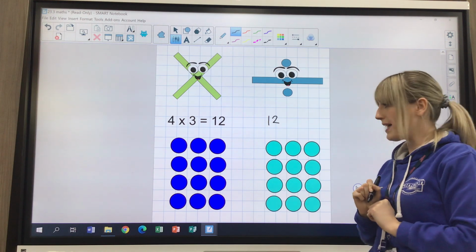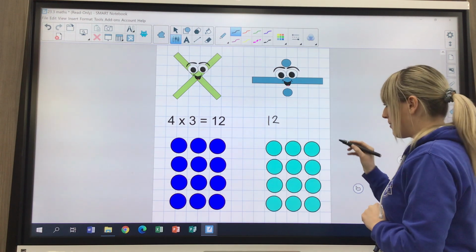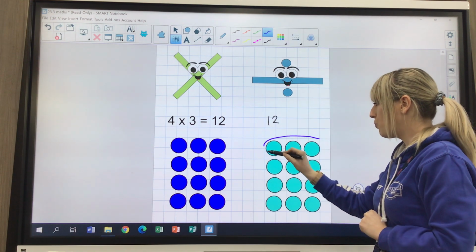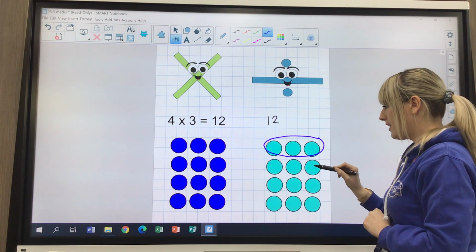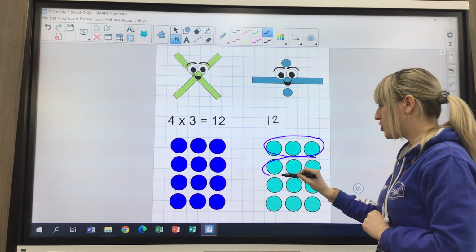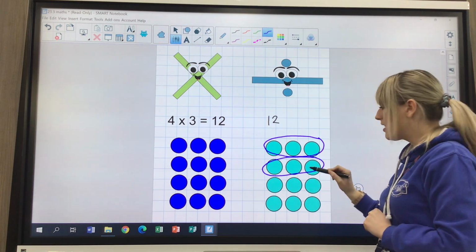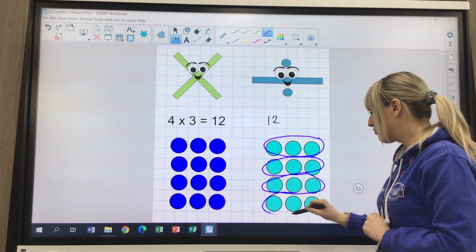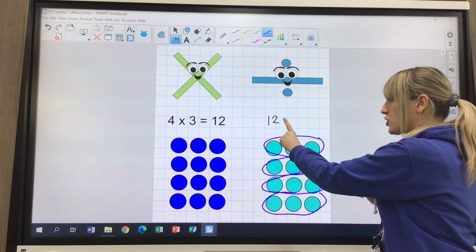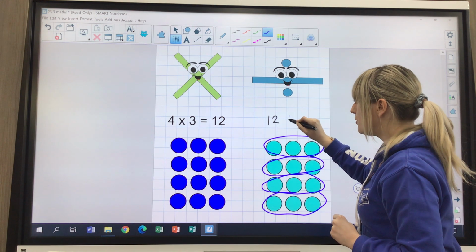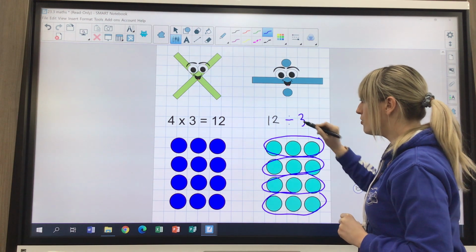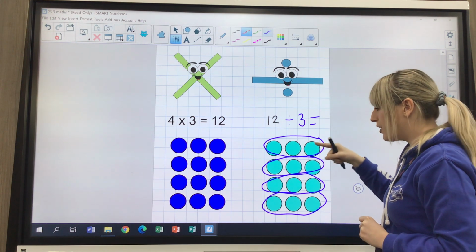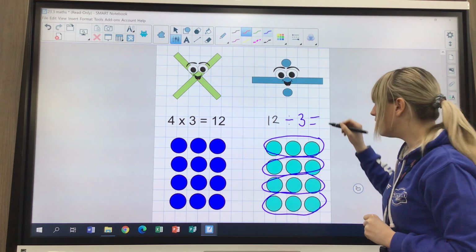Now I've put them in groups. Now they're in groups of 3. So here's one group of 3. Here's 2 groups of 3. 3 groups of 3. 4 groups of 3. So 12 grouped by 3 or divided by 3 equals 1, 2, 3, 4.